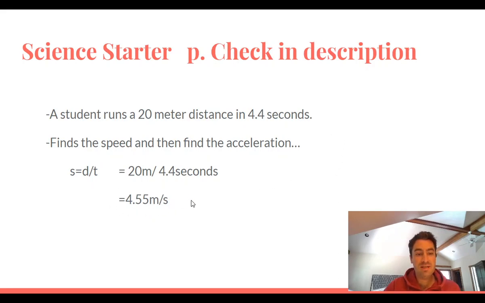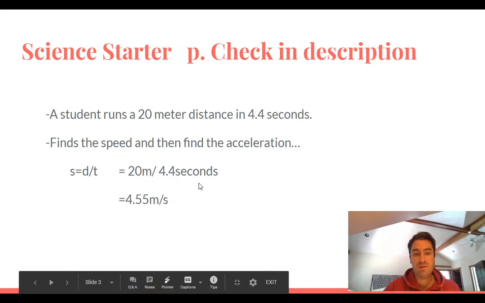Now that speed that we figured out can now go into the acceleration formula. The acceleration formula is final velocity minus initial velocity divided by time. See if you can pause me and figure out what the acceleration is with this speed.